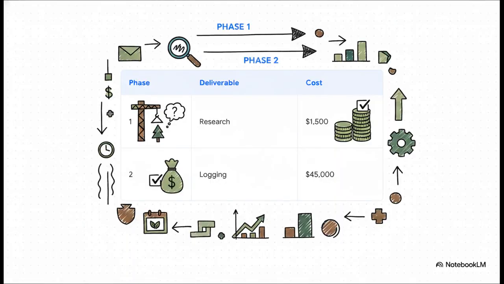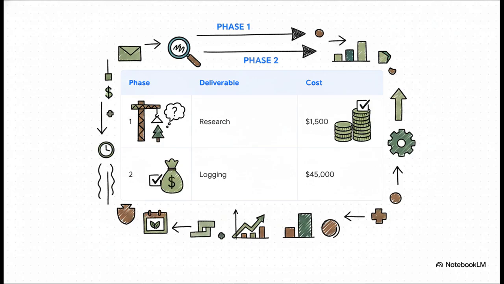Next up is the schedule and cost section. Take a look at this mock table based on that timber logging example. A really fantastic piece of advice from the source is to separate your timeline and budget into two distinct phases if you're doing a research proposal.